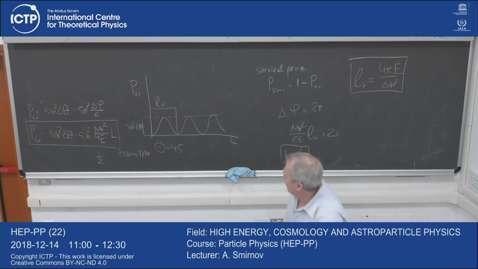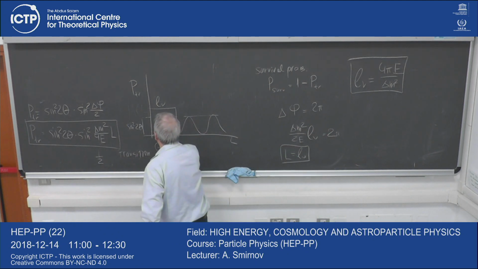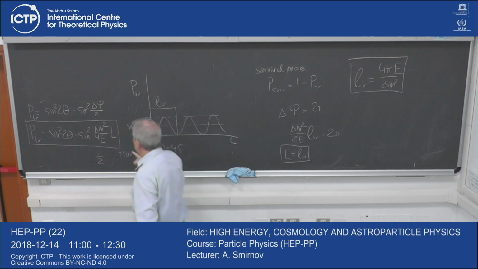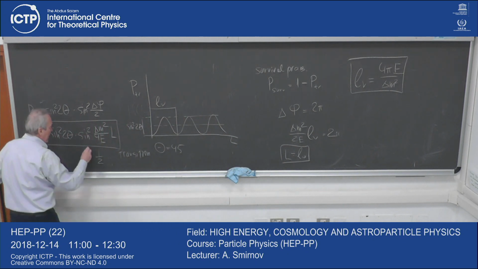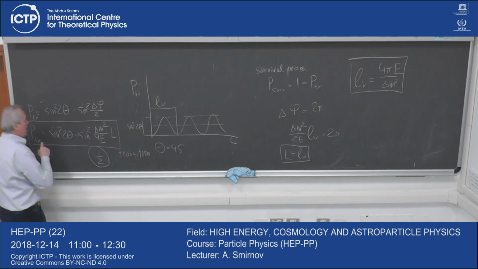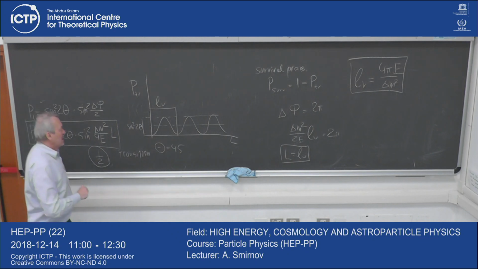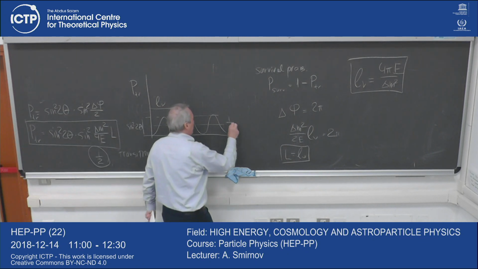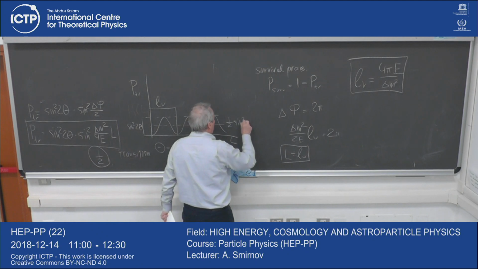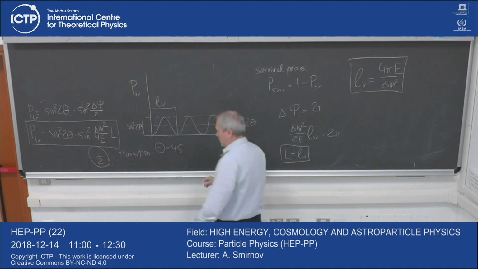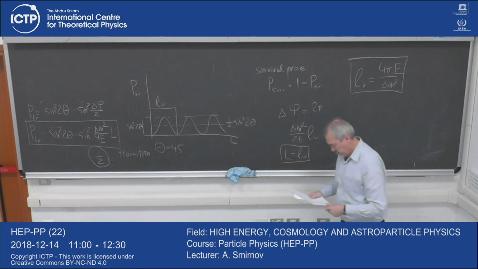Finally, what is the average? The average is just given by the average of this oscillatory factor, which is 1/2. And that is equal to 1/2 sine squared 2 theta. So this is the average probability.